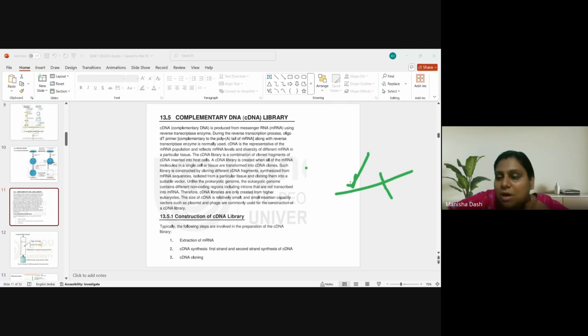Yes, that part we will come to later, how insulin is being prepared. That is included in your syllabus only.